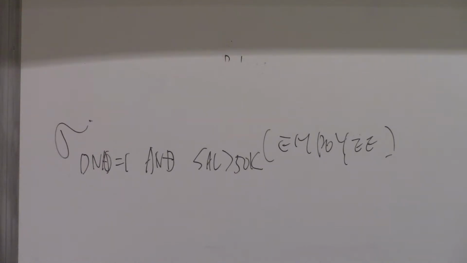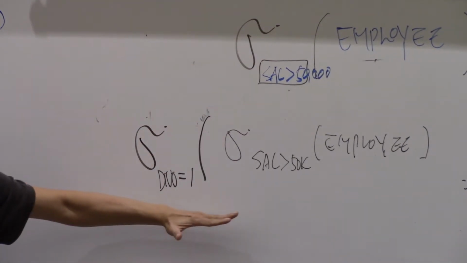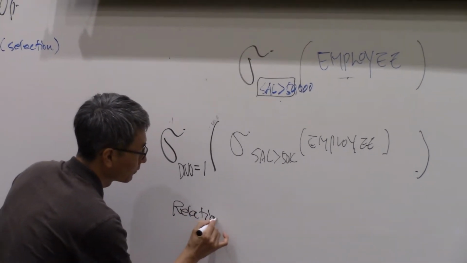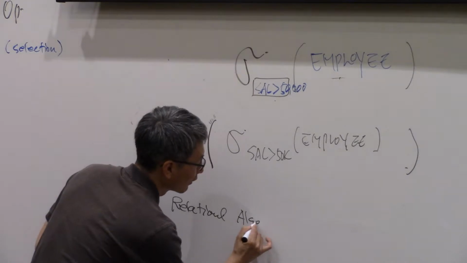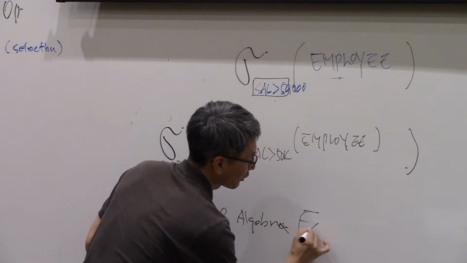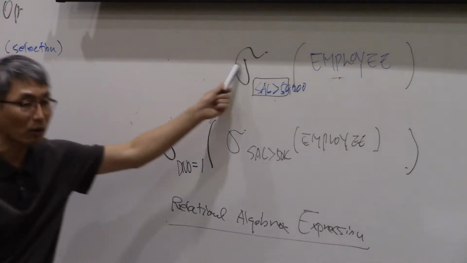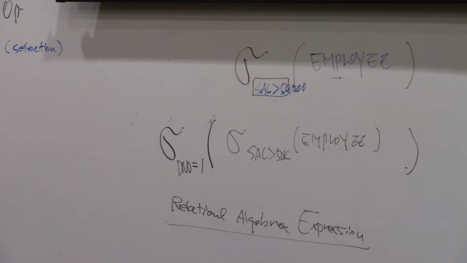So this is called the relational algebra. However, if you are using two or more operations at the same time, like this one: how many operations? One operation. How many operations? Two operations. This is called a relational algebra expression. So this is one operation. By combining several operations, it will be a relational algebra expression.